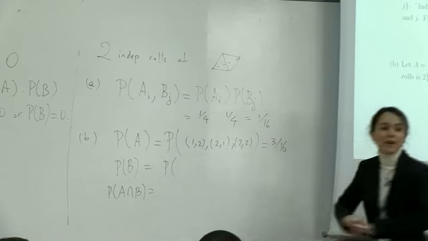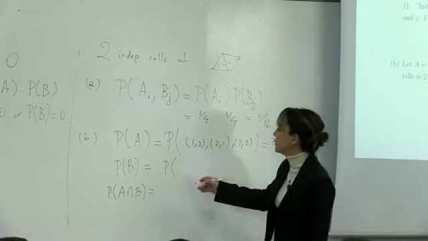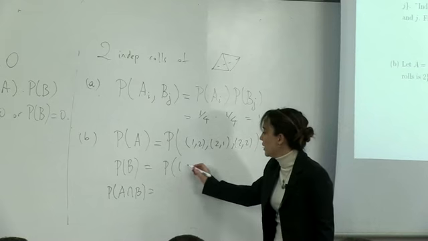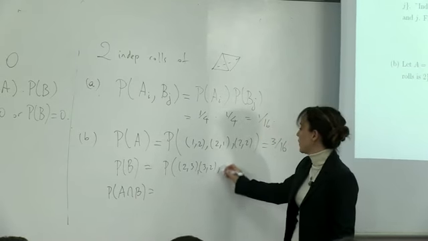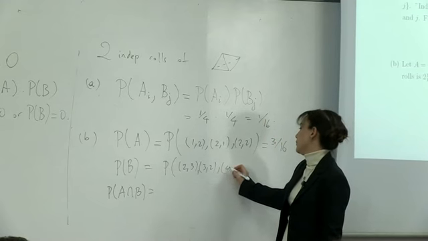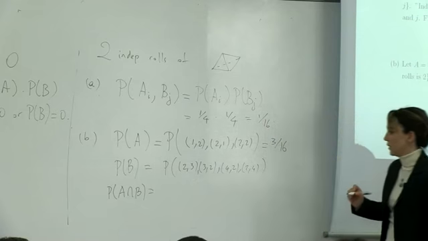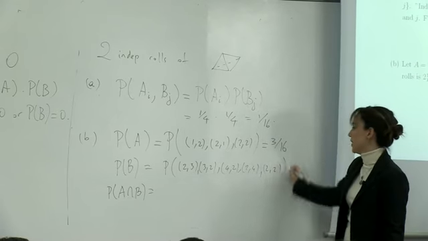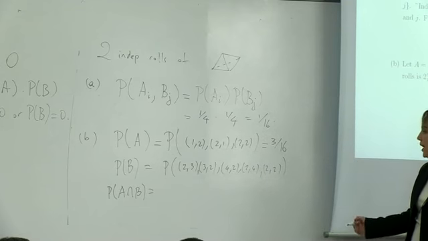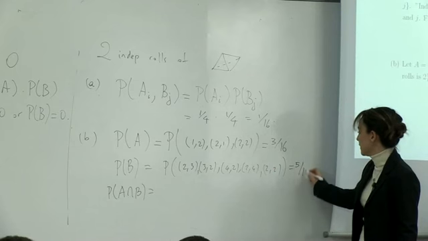I thought we were looking for the probability that the minimum is at least 2. Okay, the minimum is exactly 2. It has the outcomes 2, 3, 3, 2, 4, 2, 2, 4, and 2, 2. Is it right now? Yes. How many outcomes? 5 outcomes. So 5 over 16.